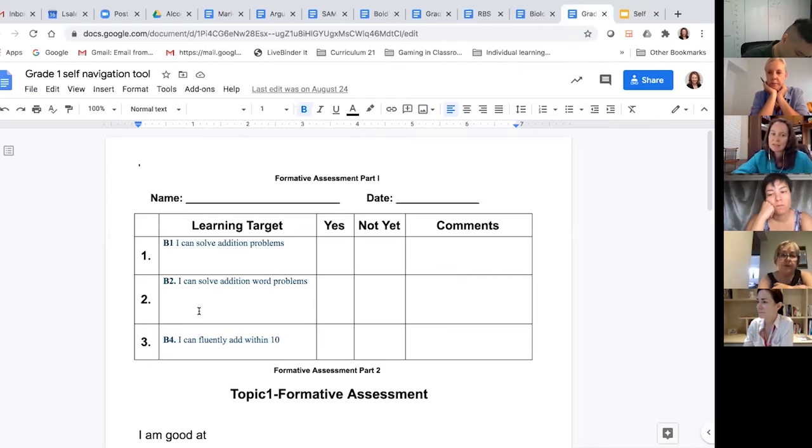So what I mean is, in this case, because it was so young, the students here, it was more about, we're just going to call it I can solve addition word problems. And they usually had an anchor chart or something that had that little checklist.